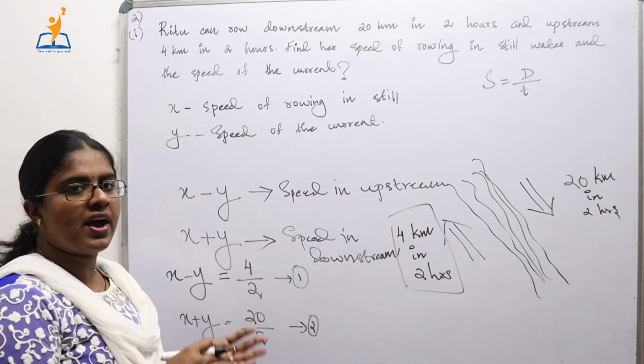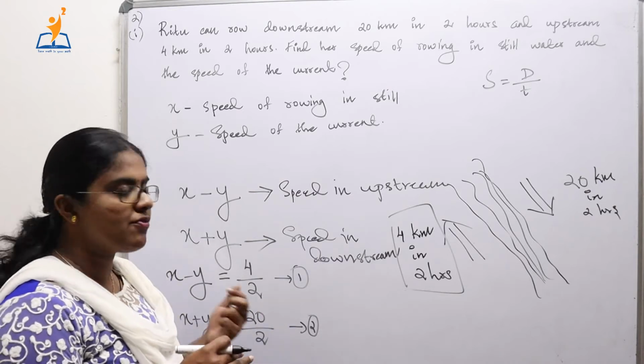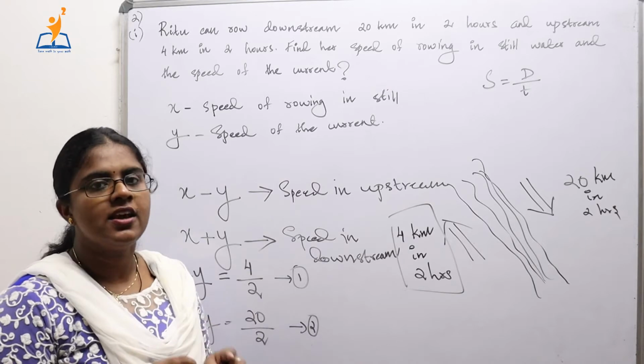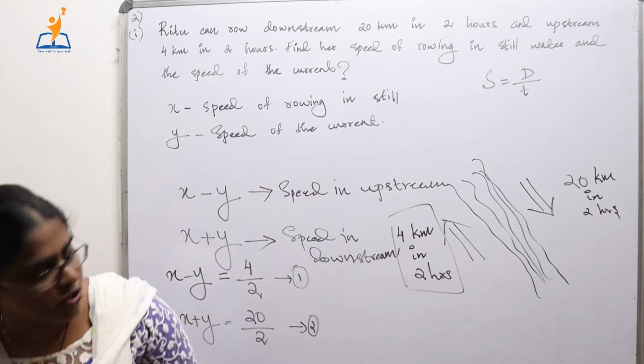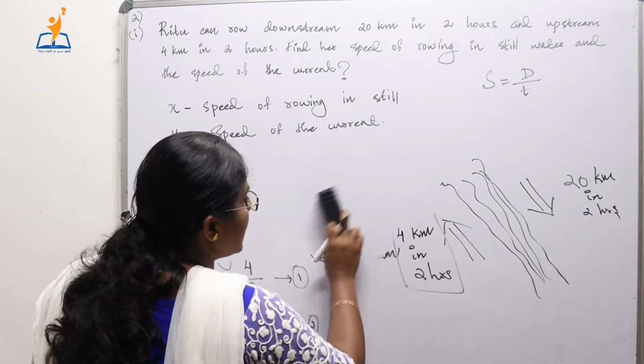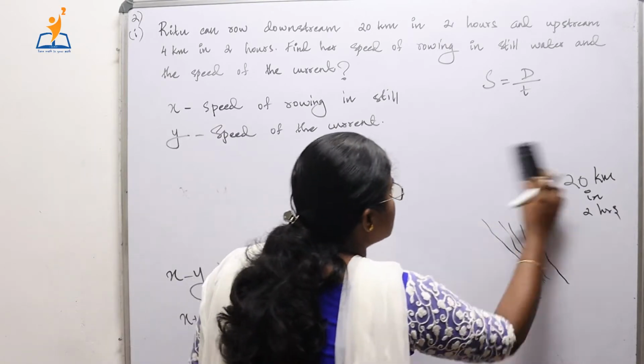So in order to find x and y, we have to solve this pair of linear equations in 2 variables. So we are going to solve them. For that we are using the elimination method. What is the elimination method?